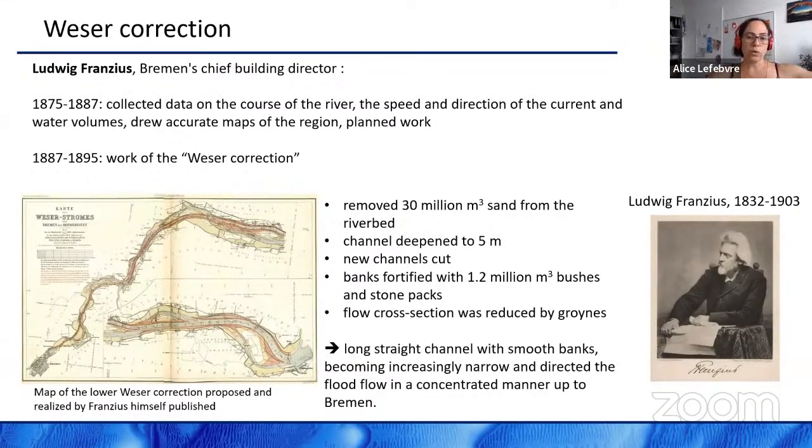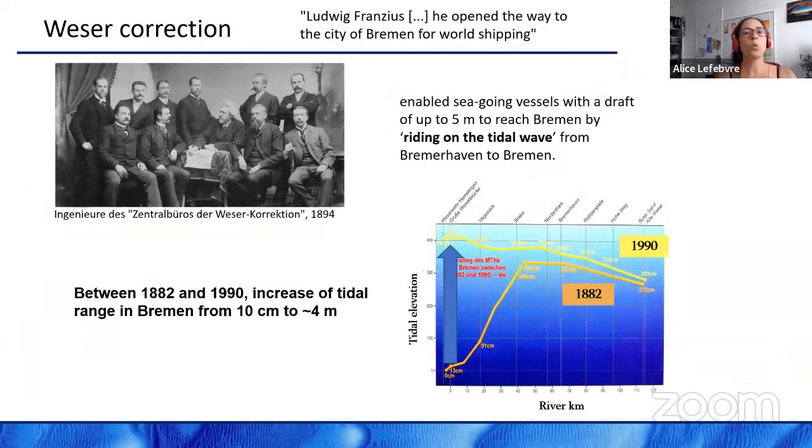Okay, so he did all that work to have one long straight channel with smooth banks, which was becoming increasingly narrow, and really directed the flood flow up to Bremen. Why did he do all that? His plan was for the ship to ride on the tidal wave from Bremerhaven to Bremen. So he had the idea of completely changing the whole hydrodynamics in the Weser.